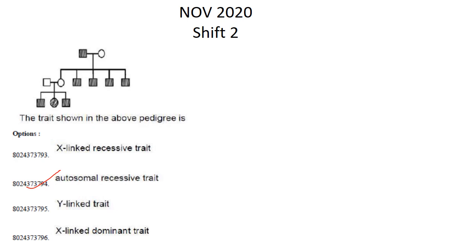Now they have given a pedigree here, and they have asked about the trait shown in the above pedigree. So if you see the pedigree, you can see that the female is also affected. So it is not any Y-linked trait as given in option C. Now there is skipping of generation over here, so it is not a dominant trait also. If it was X-linked recessive, then the female got the disease but the male is not having the disease here. So it is not X-linked recessive also. So what is left out? It is autosomal recessive trait. So the answer here is option 2.